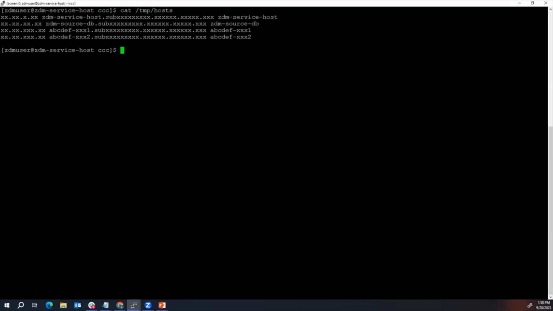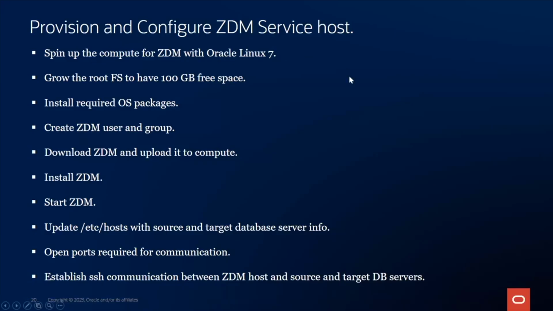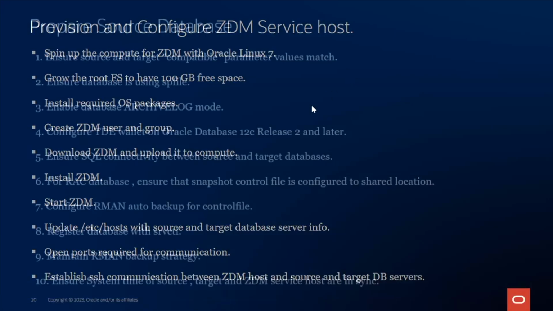Why is this important? ZDM communicates with the source and target using SSH on port 22. So we need to have these entries, and of course you need to open port 22 on your source for the specific IP coming from the ZDM service host, and also for the target. So that said, let us come back to the slide.